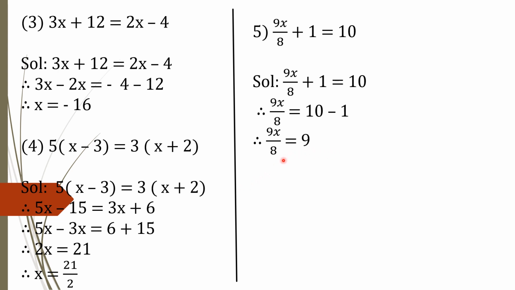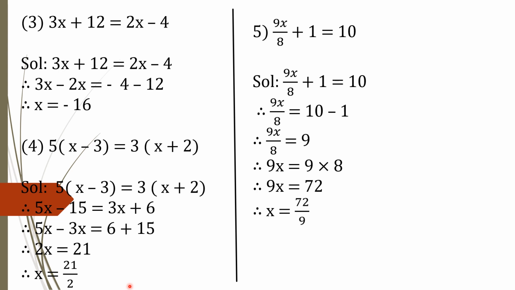Okay, now next step, student, you can see you have denominator over here, 8. So we'll bring this 8 to right hand side, so it will get multiplied. So next step you'll get, therefore 9x equal to 9 into 8. So we'll solve this further. Therefore 9x equal to 9 eights are 72. So we'll write down 72. So let's find out the value for x.